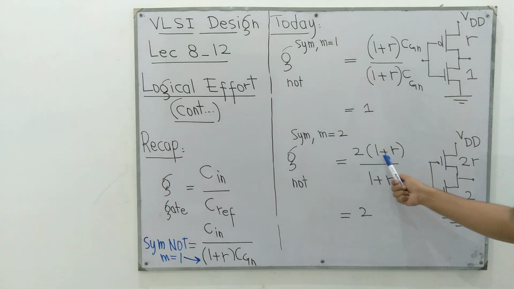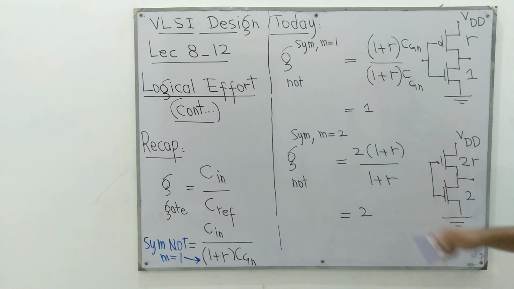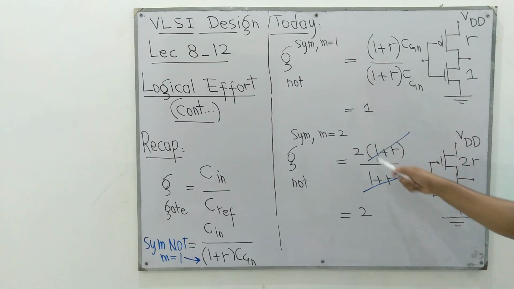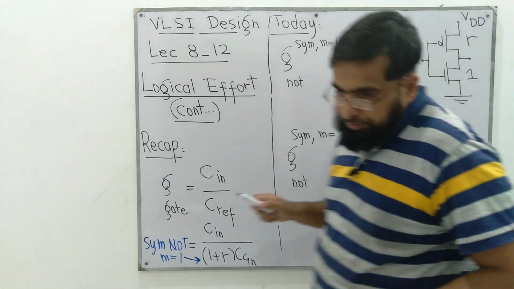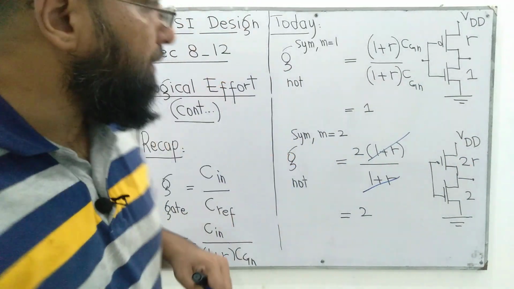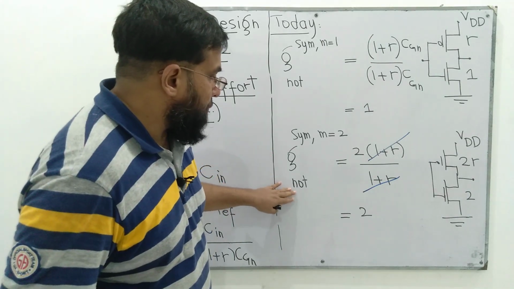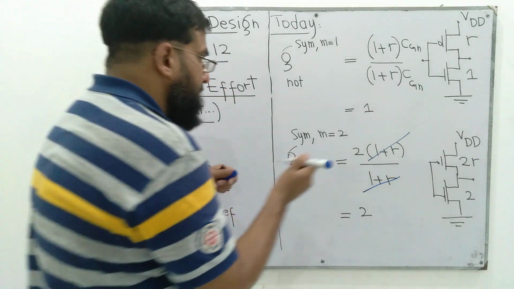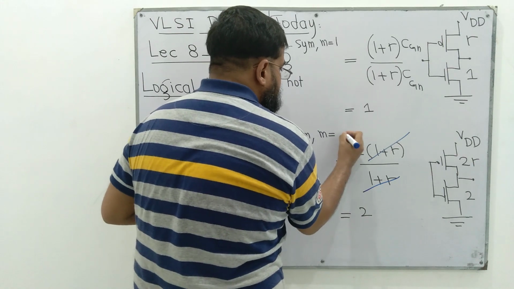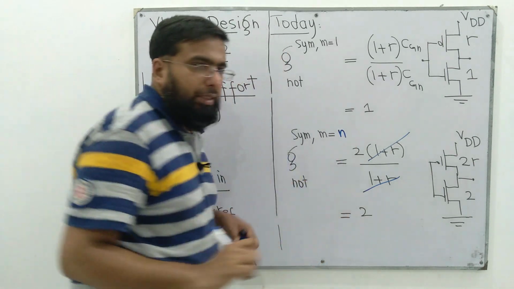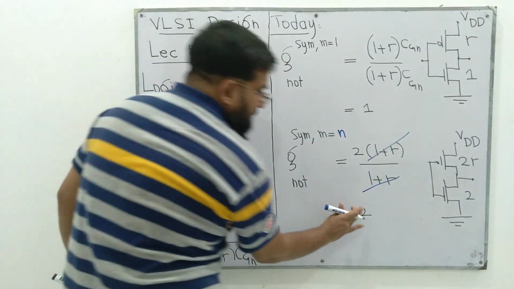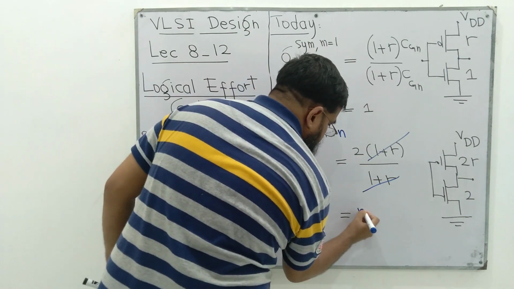Here we have 2R plus 2, taking 2 as common, 1 plus R. This cancels with this 1 plus R and we are left with 2. So for a NOT with M equal to 2, the logical effort for this NOT gate is 2. And let's generalize it. If n is any arbitrary integer, this comes out to be small n.